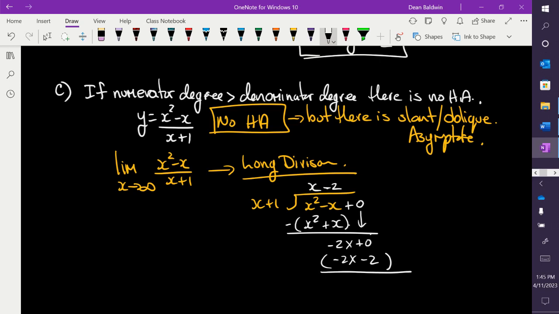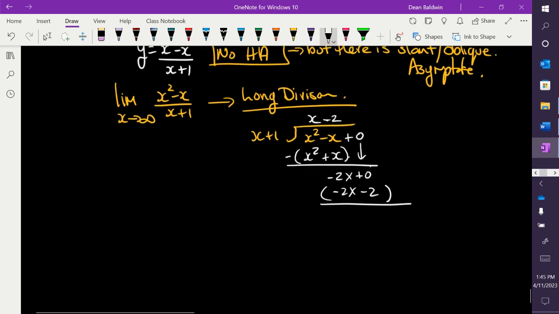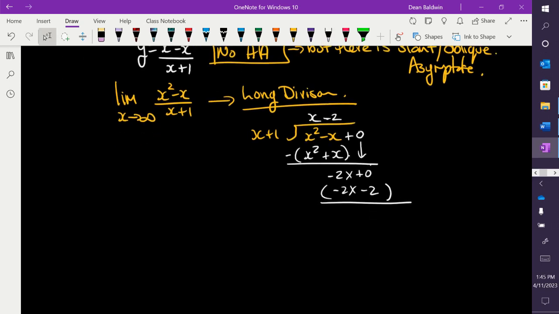Then you subtract them. Negative 2x minus negative 2x is no more 2x's, 0 2x's. 0 minus negative 2 is 2. That's your remainder, right? Okay. We're done the division part.